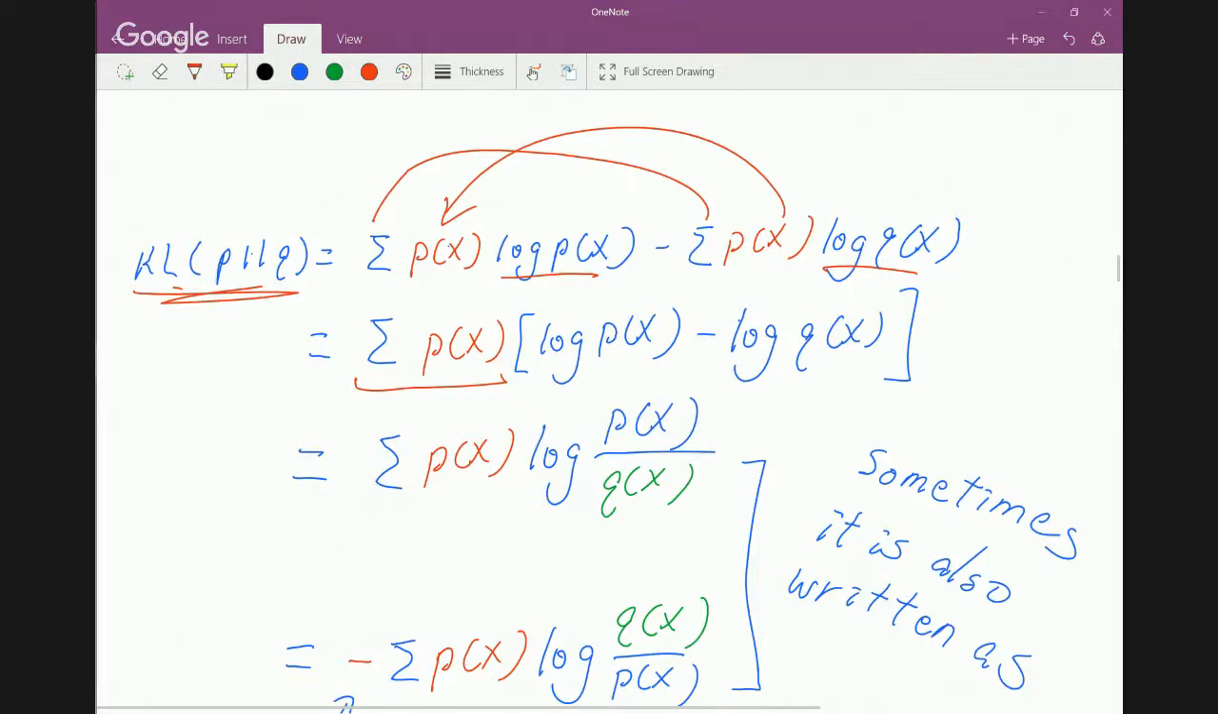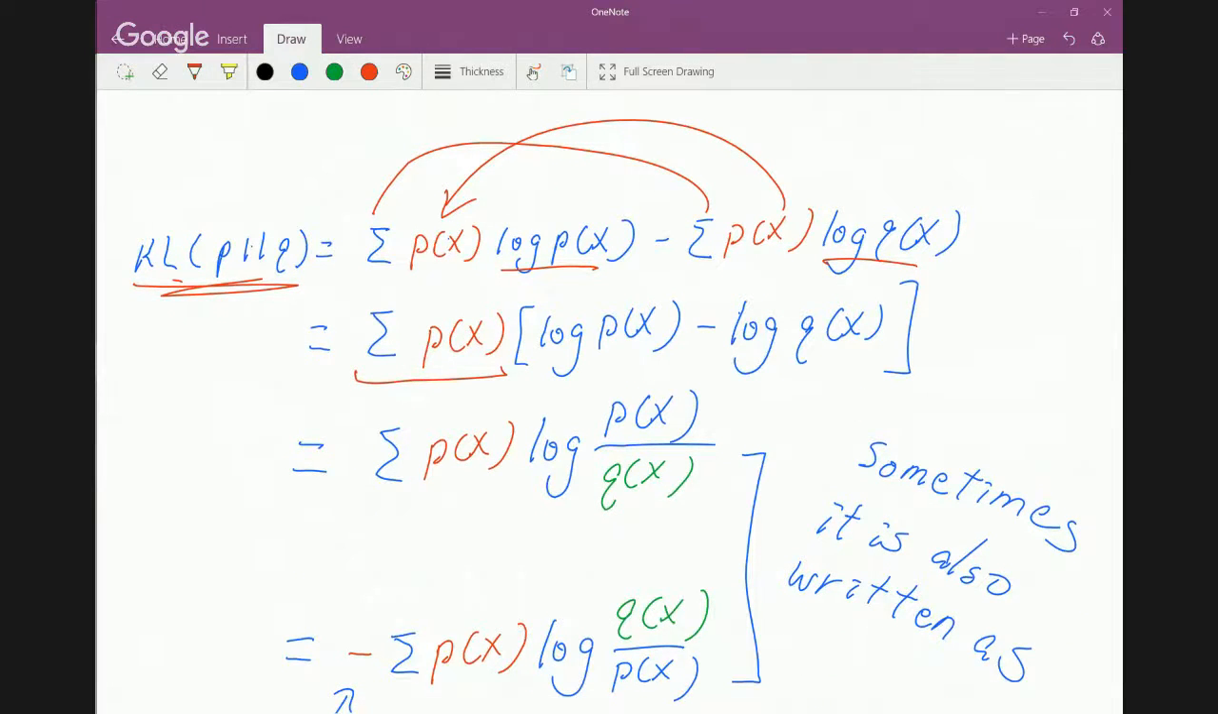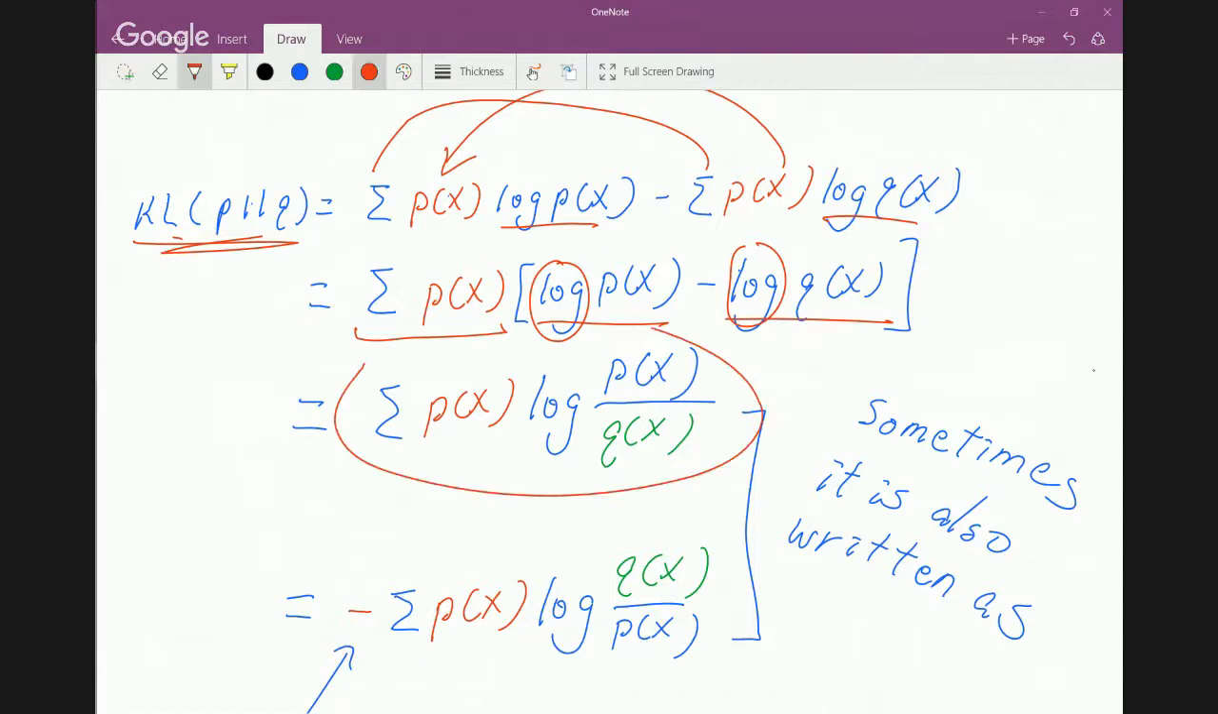Of course, if you remember from your calculus, the subtraction in logarithms is division. So one of the properties is that you can put them together like this. And that's it. This is the form that you see. Sometimes they do it backwards.